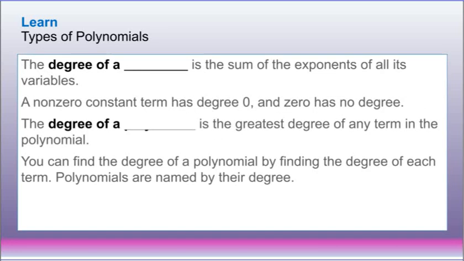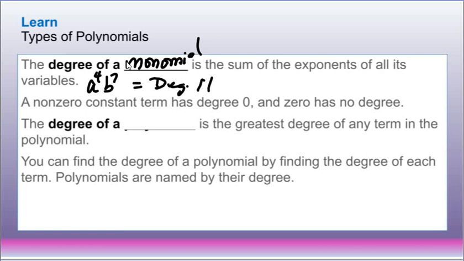The degree of a monomial is the sum of the exponents of all the variables. So an example, if I had a to the fourth, b to the seventh, this would have a degree of 11. I just add the exponents. A non-zero constant has a degree of 0, and a 0 has no degree. So if it's just a plain number, it just has a degree of 0.